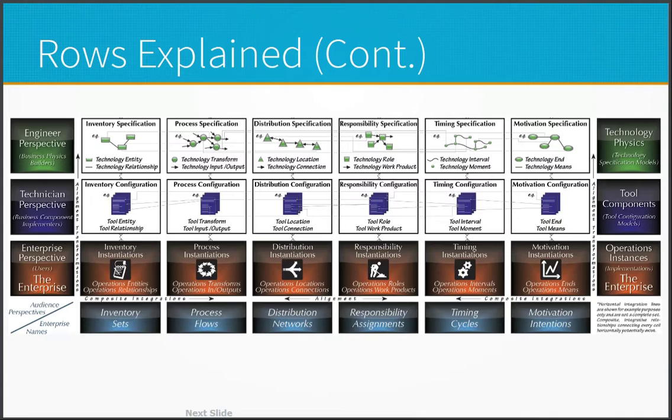And finally, row 6 is the enterprise perspective, or operations instances. This is a view of the functional systems being deployed in its operational environment.